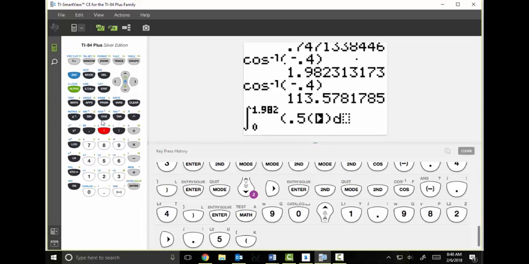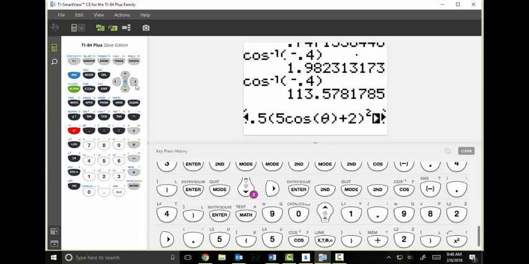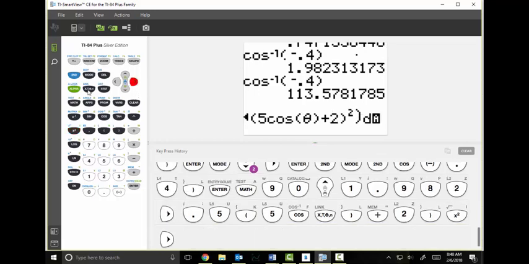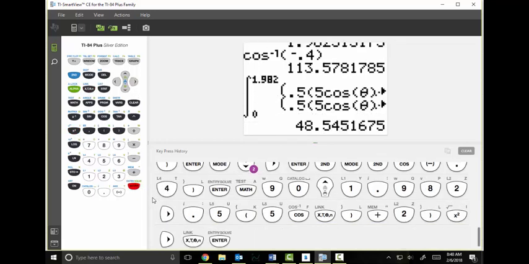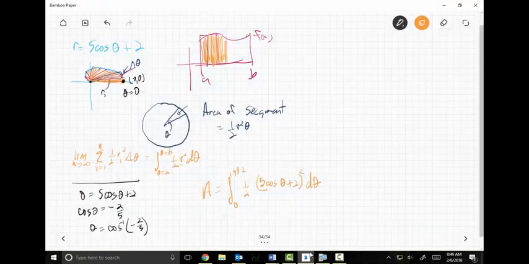And then what did I have? I had 5. I got to do 5 cos theta in parentheses plus 2 in parentheses. Square that sucker. Boom, and then d theta. Stick my theta in here. I'm going to hit enter, and life is good. Looks like I got 48.545 units. Now, you can think of them as rectangular units.